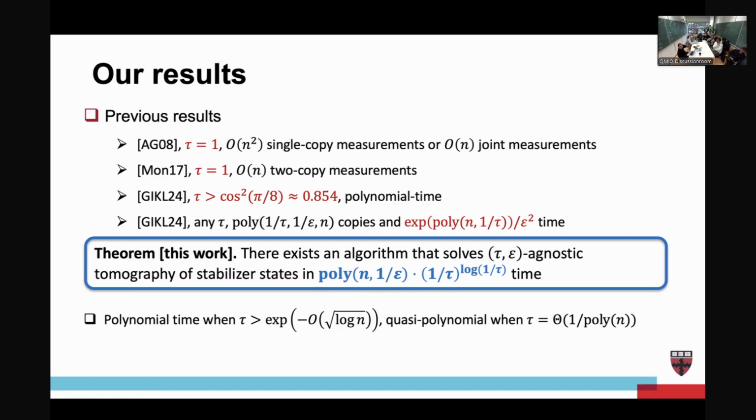And I'm not sure, the previous work, GIKL, was for pure states, maybe, is that right? Yours is general, also for mixed states? Yeah, but I should say, in their work their algorithm works for pure states, but in a later work, where they proposed agnostic tomography for stabilizer product states, a different work, they show a reduction from pure states to mixed states. So actually their algorithm can be extended to mixed states if you combine their two works together. Okay, great. And your work is in the general mixed state scenario, right?